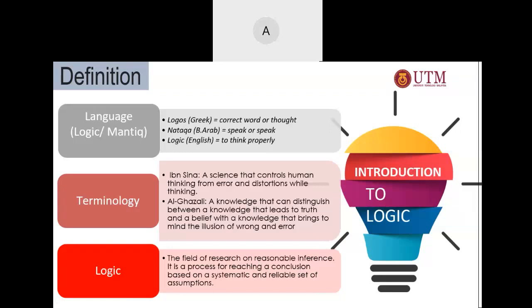And then secondly, there is logic in terminology. There are two figures who state their assumptions in this definition. First, there is Ibn Sina. He said that logic is a science that controls human thinking from errors and distortions while thinking. And then secondly, there is Al-Ghazali. He said that logic is a knowledge that can distinguish between a knowledge that leads to truth and belief and a knowledge that brings to mind the illusions of wrong and error.